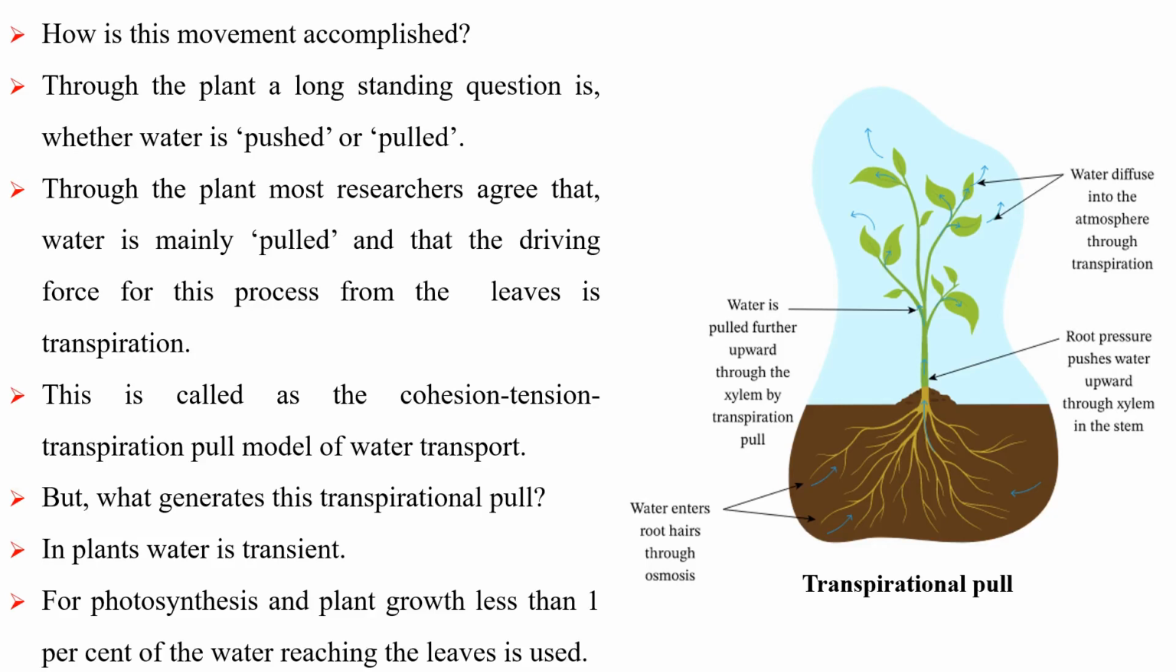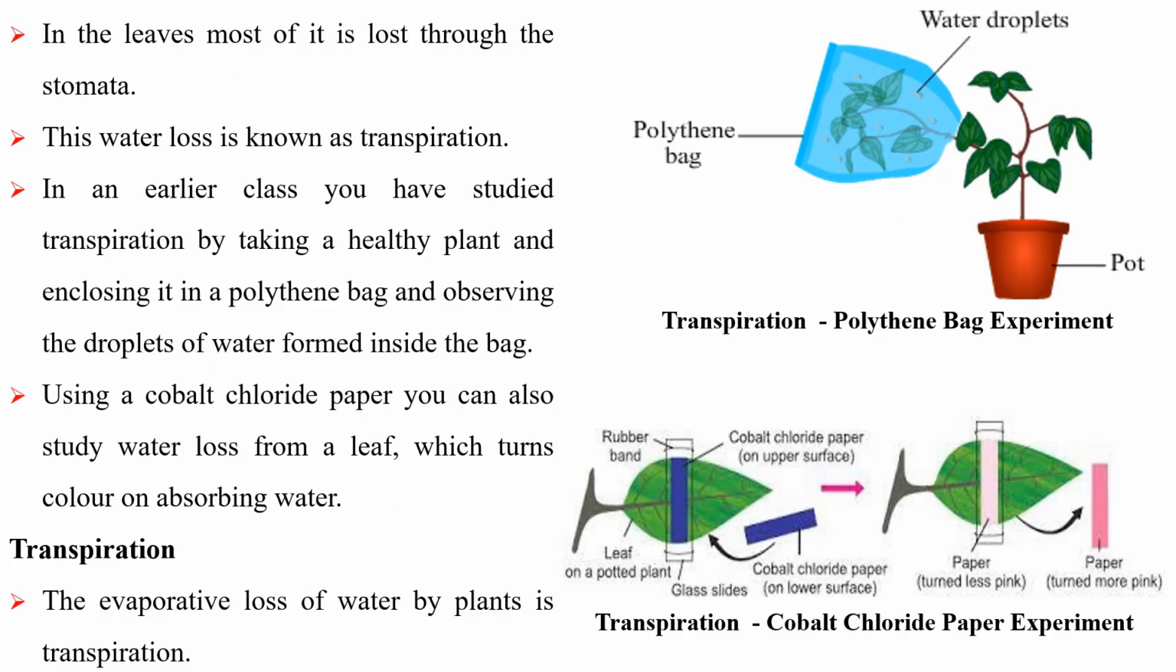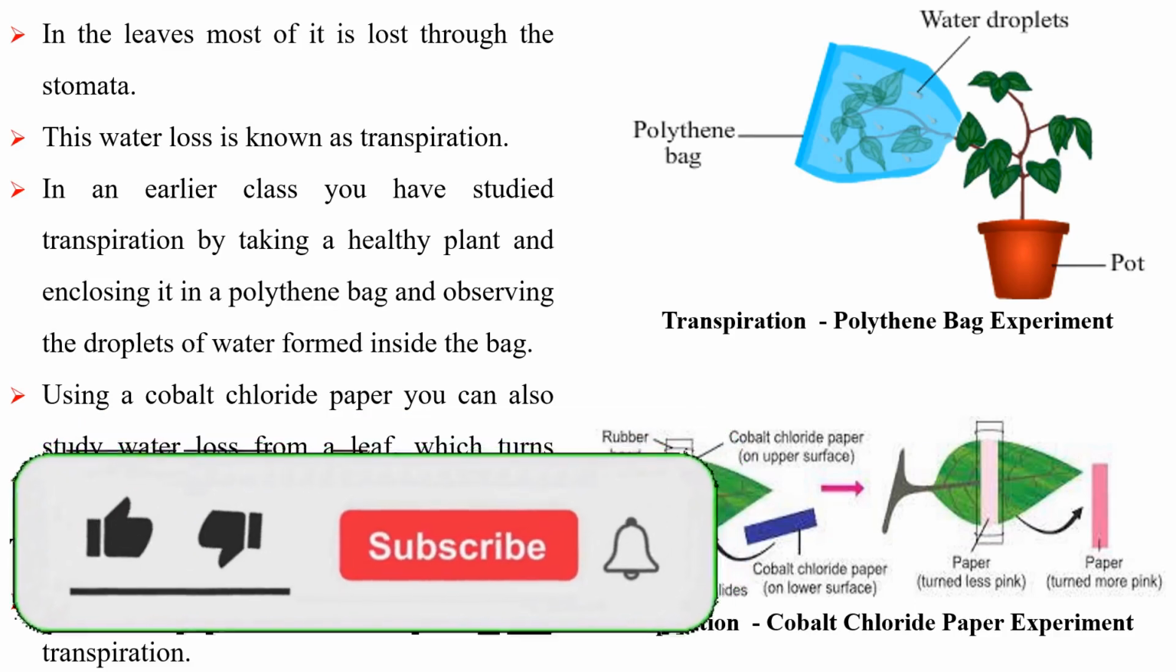But what generates this transpirational pull? In plants, water is transient. Less than 1% of the water reaching the leaves is used for photosynthesis and plant growth. In the leaves, most of it is lost through the stomata. This water loss is known as transpiration.